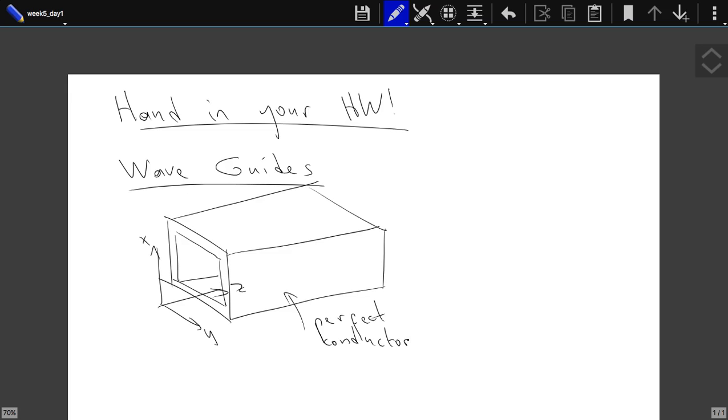Well, if it's a perfect conductor, the skin depth is 0. No electromagnetic wave can penetrate our conductor. So inside the conductor, E is equal to 0, B is equal to 0.